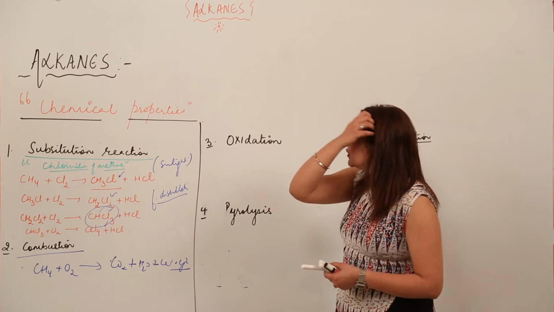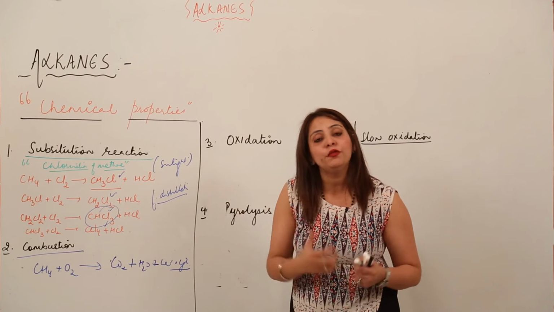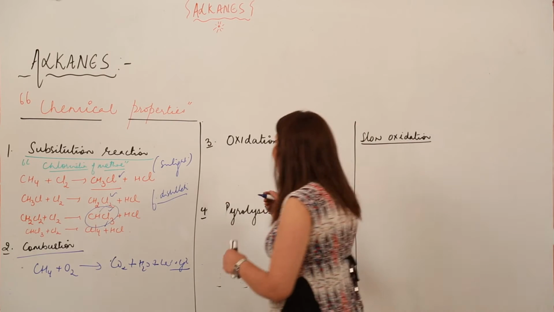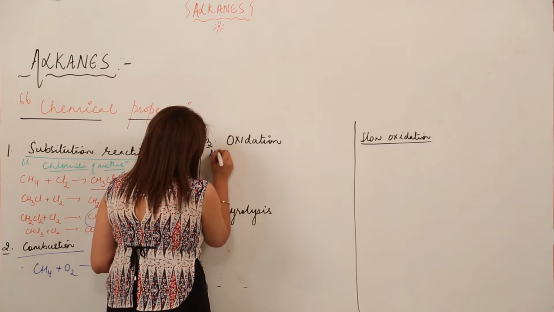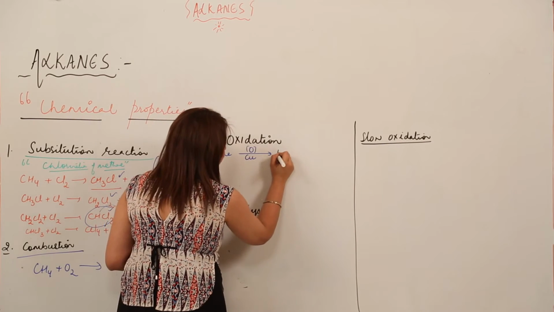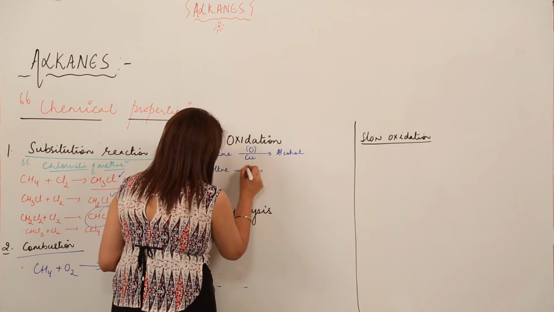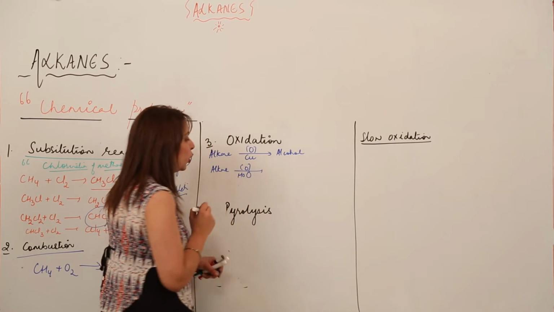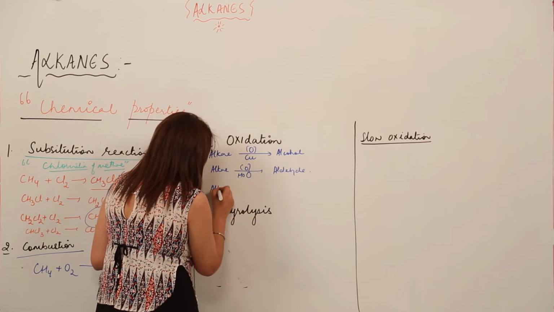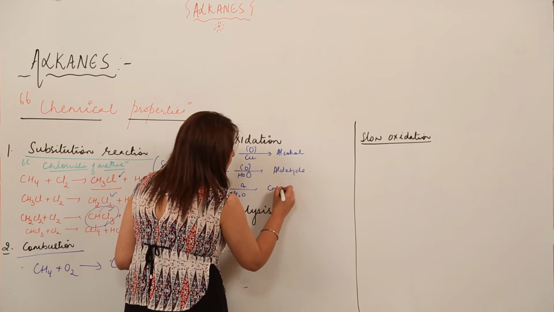But when we talk about controlled oxidation, you'll be surprised to know that it can form the alcohol, it can form the aldehyde, and moreover it has the ability to form the carboxylic acid as well. So see under what conditions it forms. When alkane undergoes oxidation in presence of copper, it forms alcohol. When alkane undergoes oxidation in presence of molybdenum oxide, it forms an aldehyde. And when alkane undergoes oxidation in presence of silver oxide, it forms the carboxylic acid.